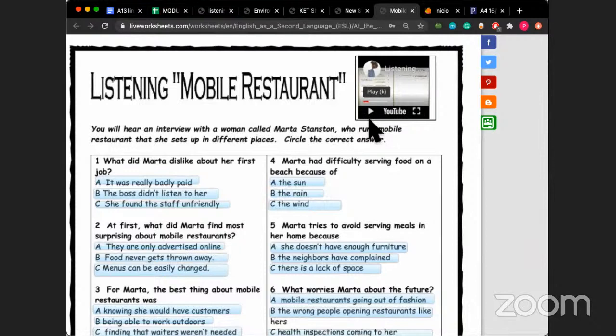Exercise. It's a little bit longer. However, we're going to listen about a mobile restaurant. It's an interview about a woman called Martha, who runs this type of different restaurant, who moves to different places. And so let's listen to the, well, sorry, I'll share it with you. No, it's better for you.